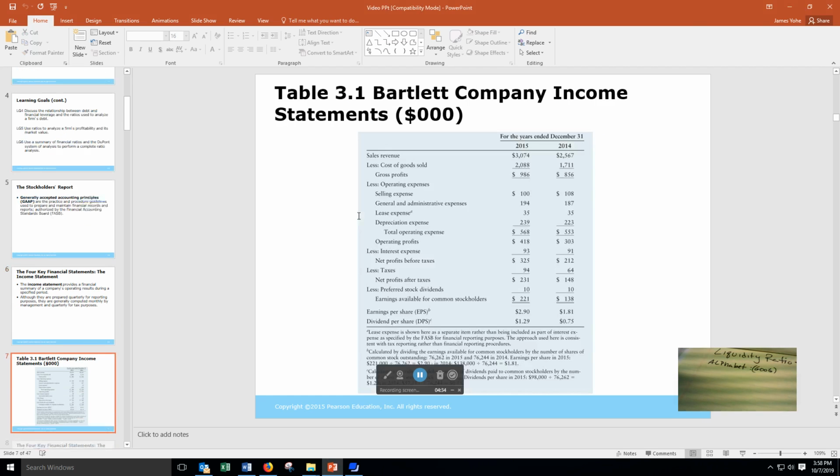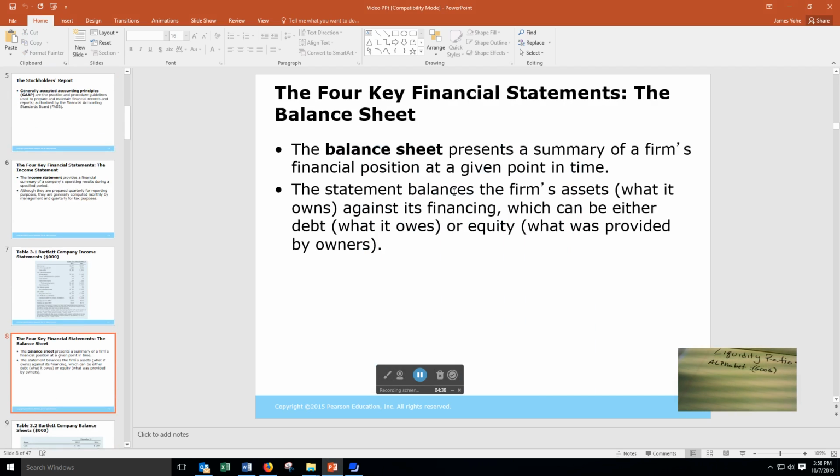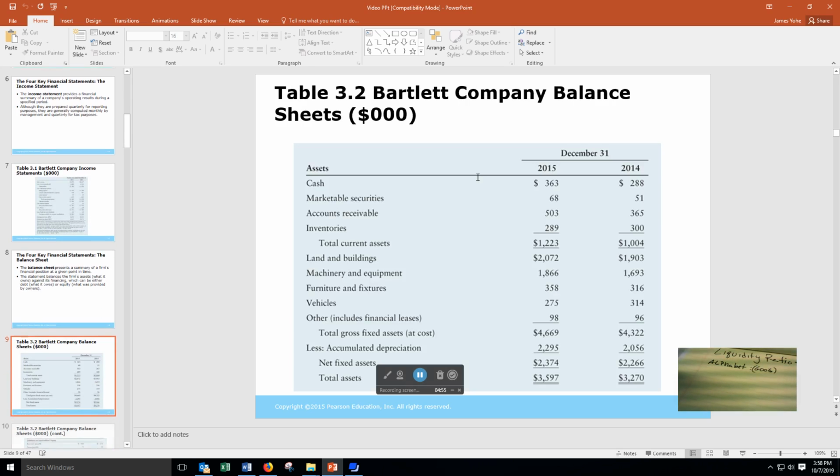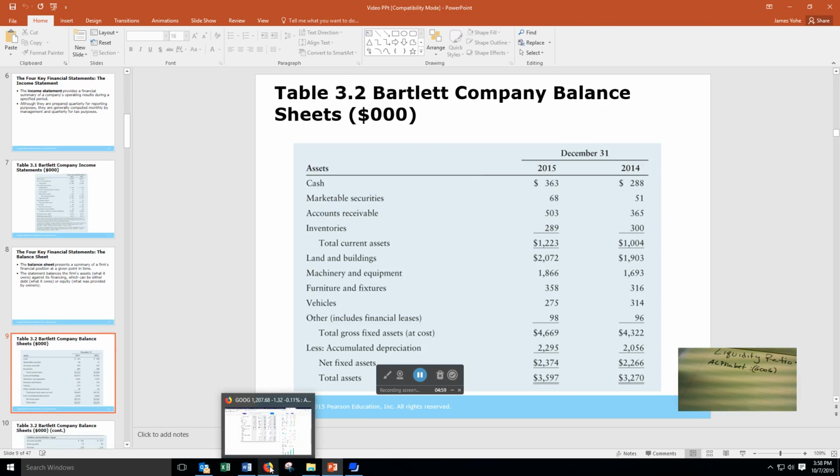Going back to the PowerPoints here that I cut and paste, you can see this for Bartlett Company. We're not going to go over it. The next type of thing you look at is a balance sheet. We're going to get a lot of our liquidity ratios off the balance sheet, and that presents a summary of a firm's financial position at a given point in time. Okay, so we will go back to our friend Google here.